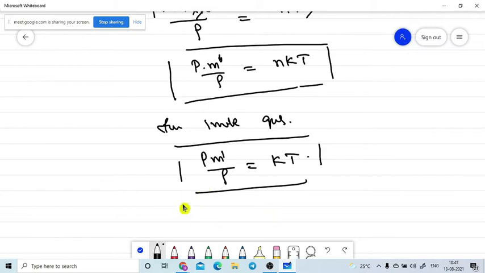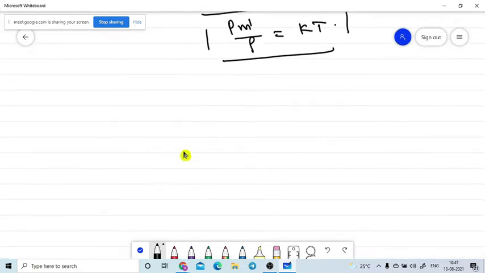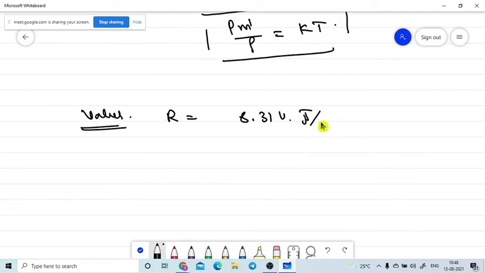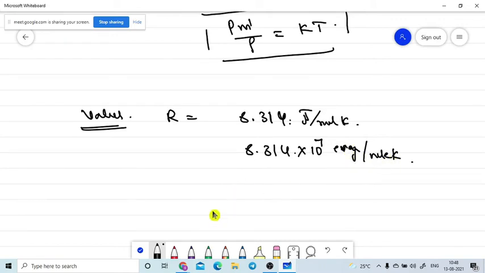Let me take the values of the Boltzmann constant and ideal gas constant. Those are very, very important for your problem solving method. So the R value is equal to 8.314 joule per mole Kelvin. If you take it in the CGS system, 8.314 into 10 to the power of 7 erg per mole Kelvin. This is the R value in terms of erg per mole Kelvin.